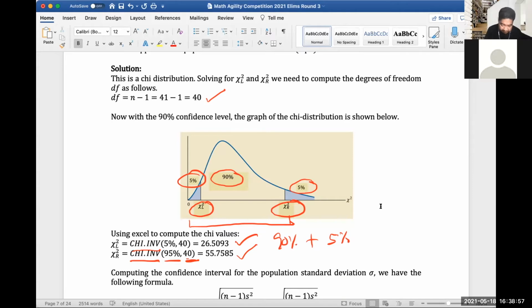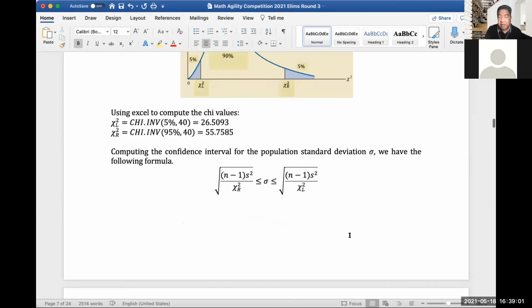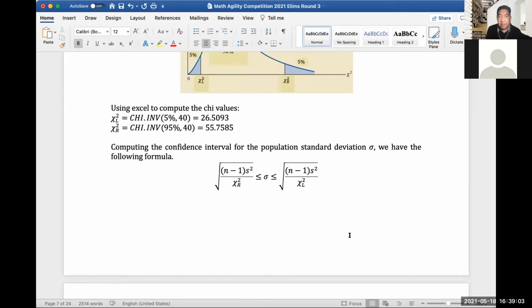Okay, so let's now compute the confidence interval for the population standard deviation sigma. We will use this formula. So sigma would range from the square root of (n minus 1) s squared over chi-squared sub r on the lower limit. And the upper limit would be the square root of (n minus 1) s squared divided by chi-squared sub l, right?